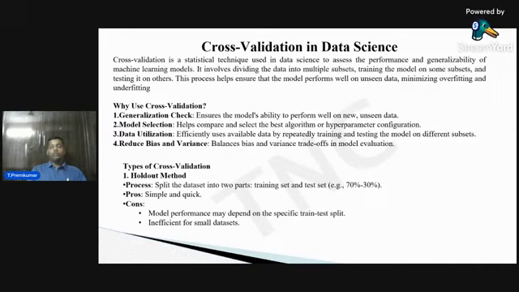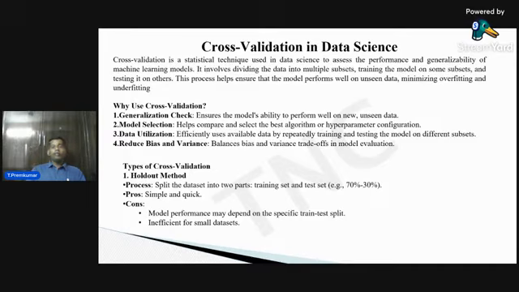Cross validation is a statistical technique used in data science to assess the performance and generalization ability of machine learning models. It involves dividing the data into multiple subsets, training the model on some of the subsets, and finally testing on the remaining subset. This process helps ensure that the model performs well on unseen data, minimizing overfitting and underfitting.